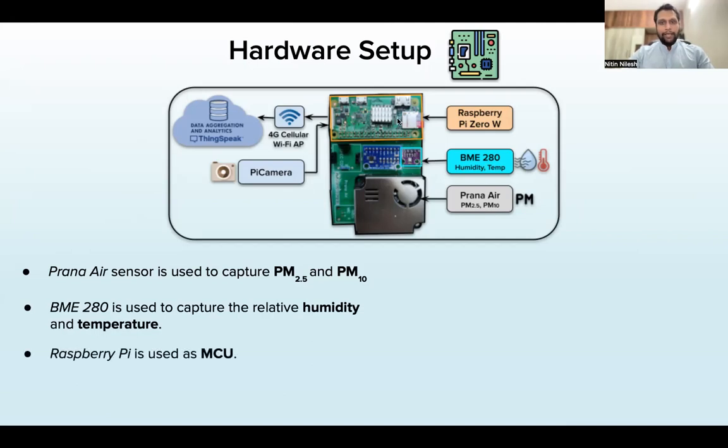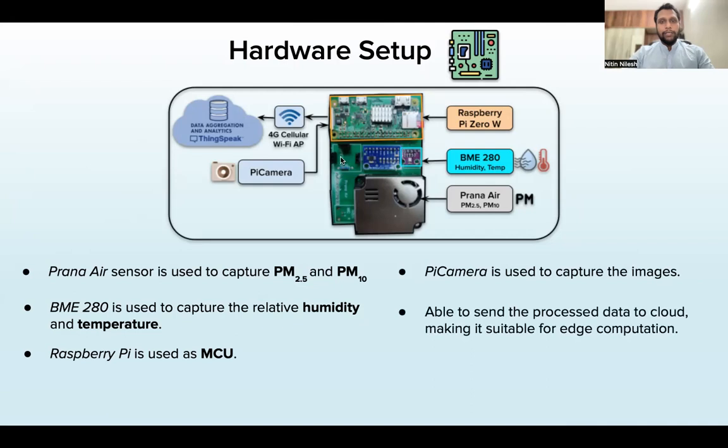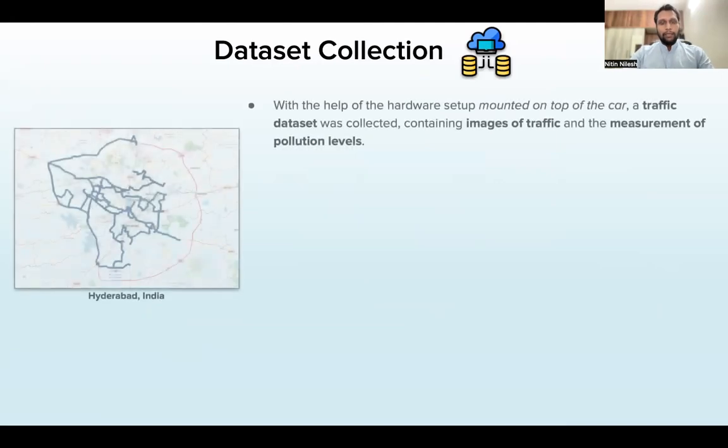This whole circuit has a Raspberry Pi MCU to do all the computations and to send the data to the cloud as well. There's a Pi camera attached to get the images. And this whole thing is enabled via a 4G cellular Wi-Fi AP to send the data to the server, making it suitable for edge computation. Coming to the dataset collection part, how did we collect the dataset?